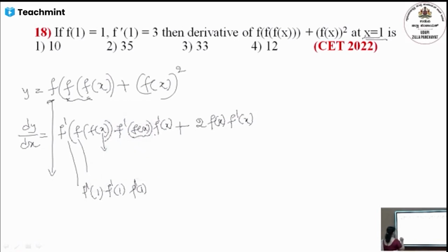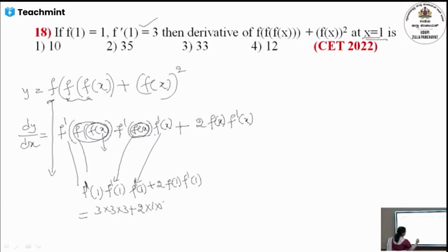Okay, I'll repeat again. See, f of 1 is 1. Therefore, again f of 1 will be 1. So what I have is f dash of 1 for this f dash. Here f of 1 is 1, so I have f dash of 1. Here f dash of 1 plus 2 times f of 1 into f dash of 1. So f dash of 1 is given to be how much? 3. So 3 into 3 into 3 plus 2 into 1 into 3. How much is it? 27 plus 6, which is 33.